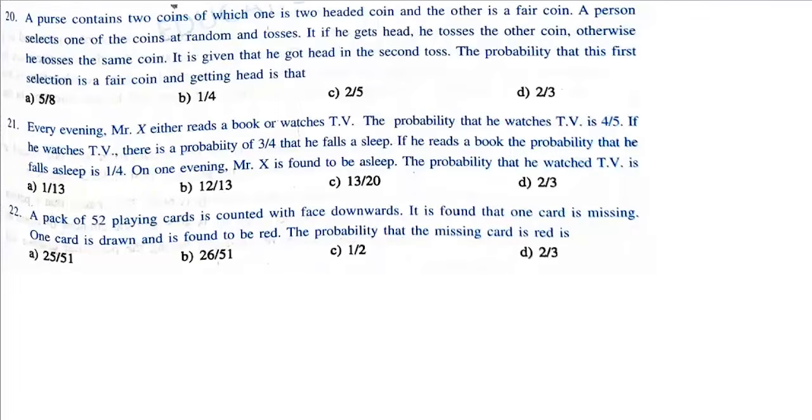Now here the question is, a purse contains 2 coins, of which one is a 2-headed coin and the other one is a fair coin. A person selects one of the coins at random and tosses. If he gets heads, he tosses the other coin. Otherwise, he tosses the same coin. It is given that he got head in the second toss. Find the probability that this first selection is a fair coin and getting heads is which of the following.